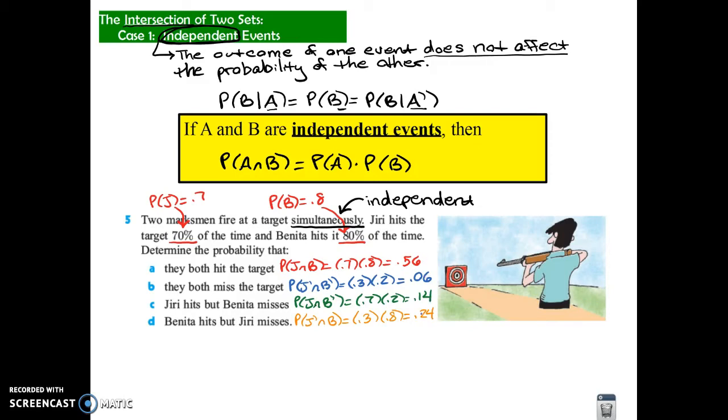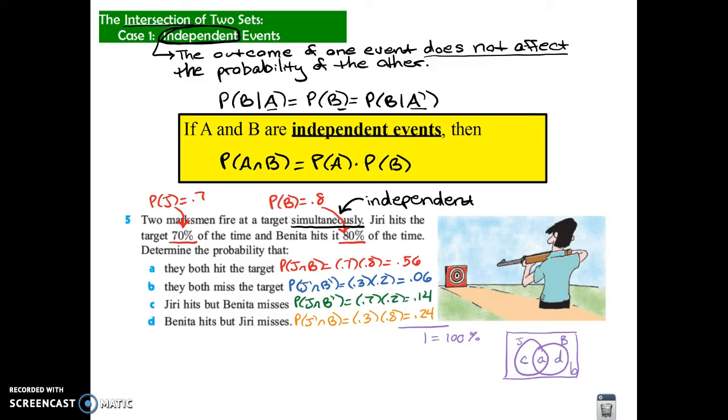Another thing to notice is right here we've covered all 4 possible outcomes, and all of this adds up to 1 or 100%. If you were to think about a Venn diagram with the 4 distinct regions, let's say this circle represents all the times that Jiri hits the target. This circle represents all the times that Benita hits the target. Question A would refer to this region. Question B would refer to this region where they both miss. Question C, we're in the Jiri circle but not in the Benita circle, so that would be here. And question D refers to this region.